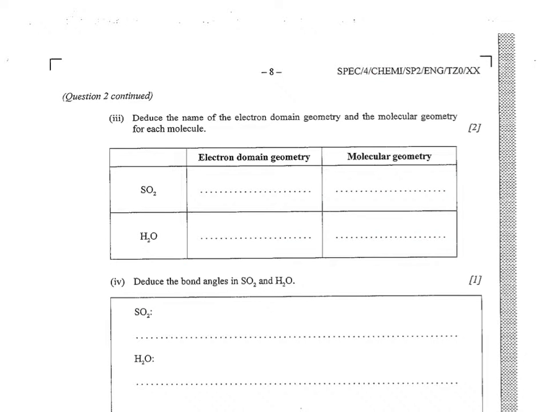Part 3, deduce the name of the electron domain geometry and the molecular geometry for each molecule. So if you remember, we have sulfur with a double bond here, a single bond here, and a lone pair. So the electron domain is trigonal planar. They would like to be at 120-degree angles, but that lone pair crowds the 2 oxygen and creates a bent shape, or if you prefer, call it V-shaped.